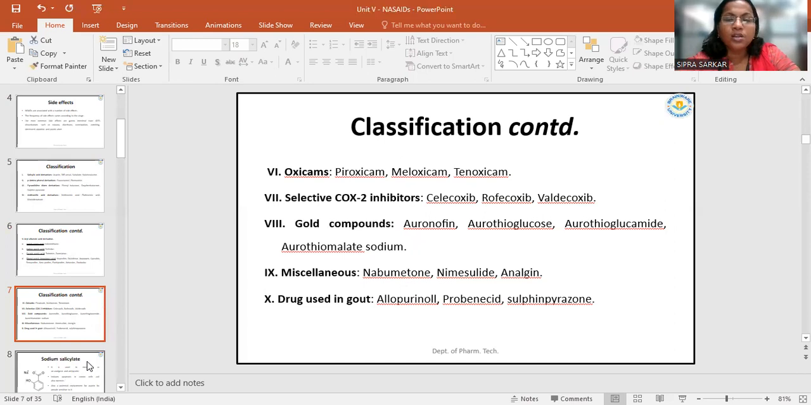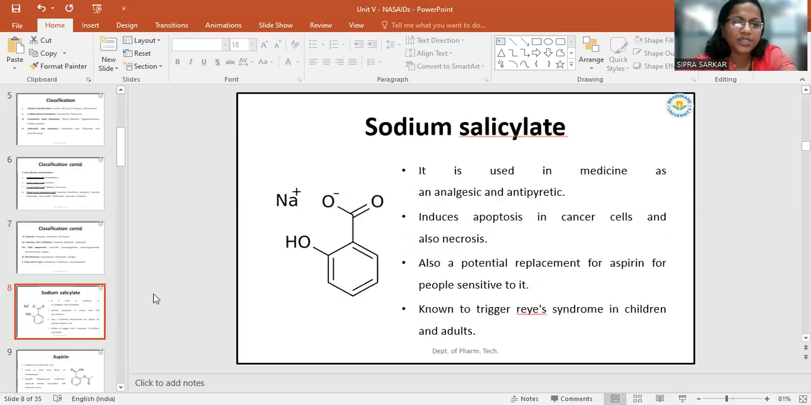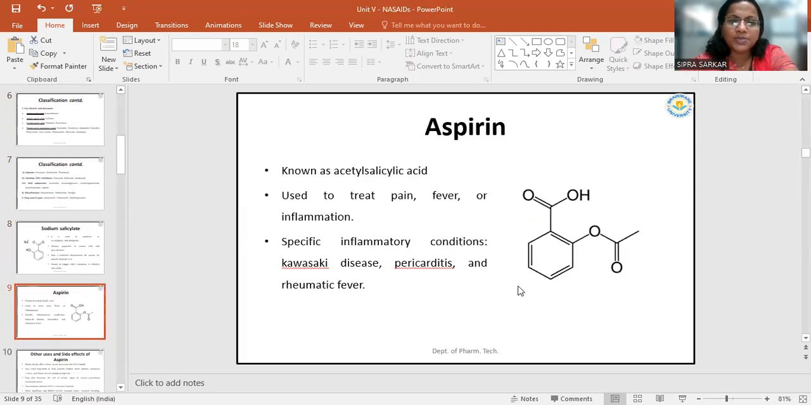Important drugs for gout, that is uric acid deposition in our knee, in the shoulder, and in the bones, like this. So coming to the first category, sodium salicylate, that is the salicylic acid derivative. I'm discussing aspirin, a very well-known drug. You have studied about this. It is known as acetyl salicylic acid because an acetyl group has been incorporated into salicylic acid.